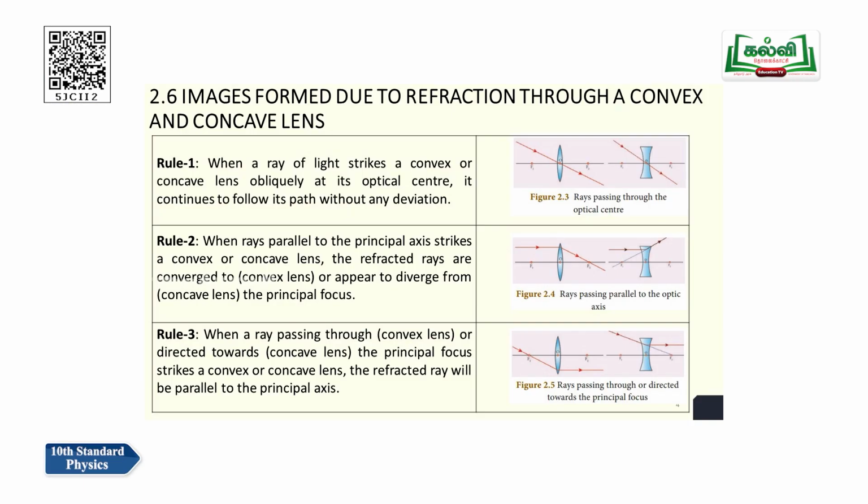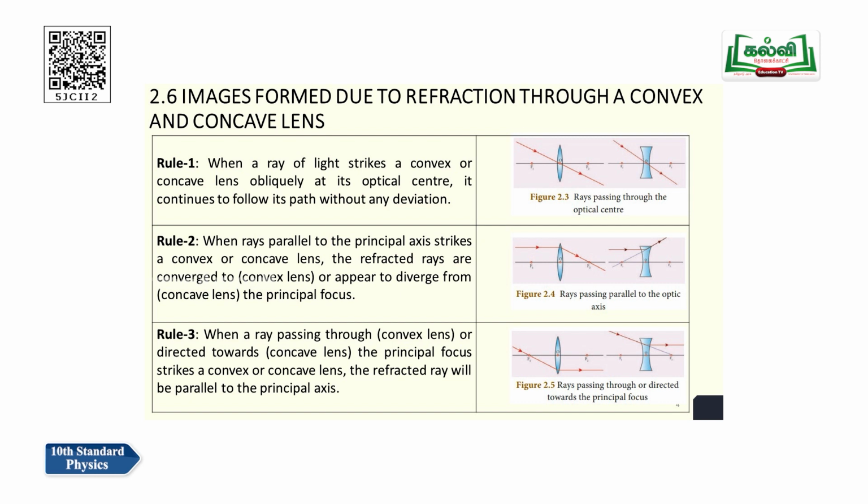Let us see the second rule. When rays parallel to the principal axis strike a convex lens or a concave lens, the refracted rays converge to the principal focus if it is a convex lens, or appear to diverge from the principal focus if it is a concave lens, because we have already seen that a concave lens is a diverging lens. You can see the diagram; this is very simple. If you understand these laws very well, you will find it very easy to draw the ray diagram.